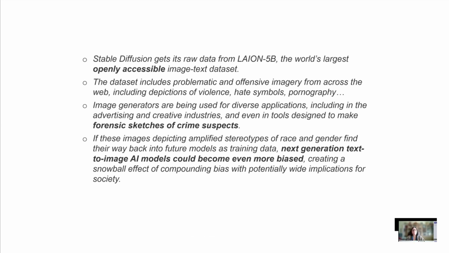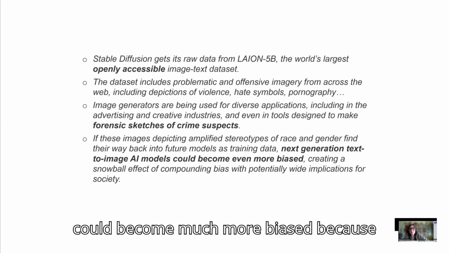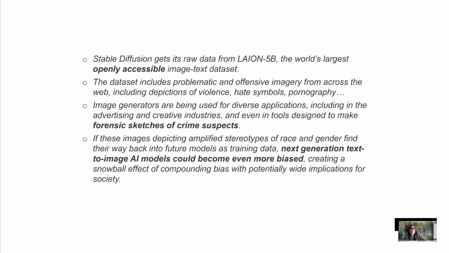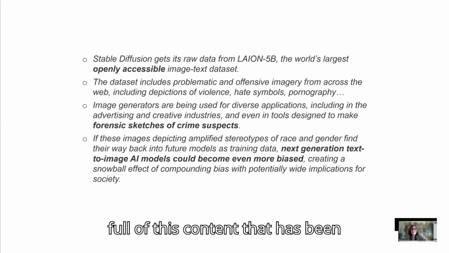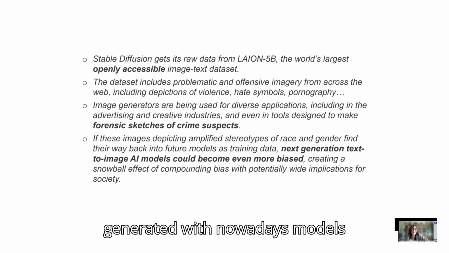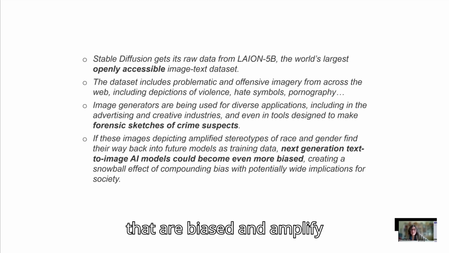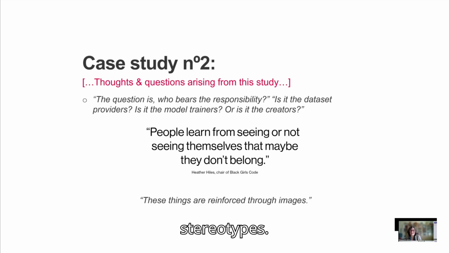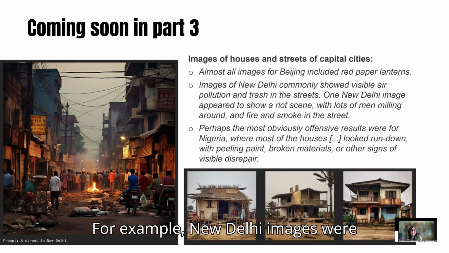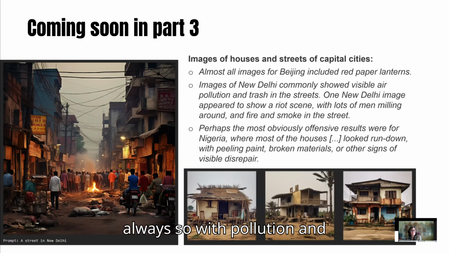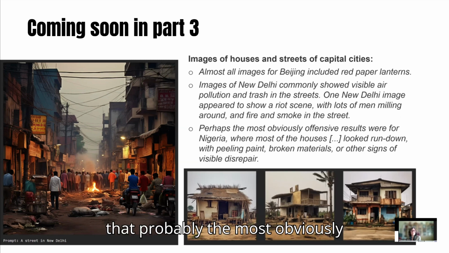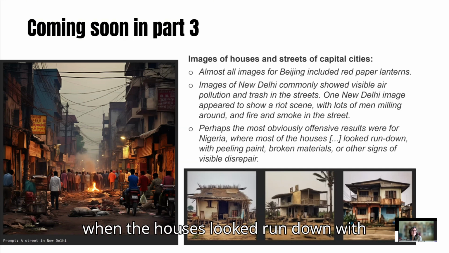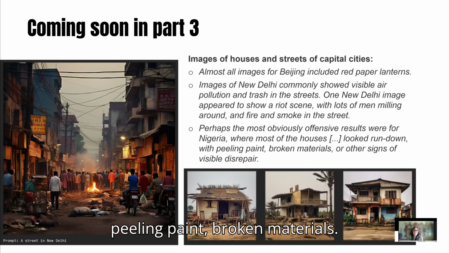And for example, next generation text-to-image models could become much more biased, because right now the web and the media is full of this content that has been generated with nowadays models that are biased and amplify stereotypes. For example, New Delhi images were always shown with pollution and traffic in the streets, and they say that probably the most obviously offensive results were for Nigeria, when the houses looked run down with peeling paint, broken materials.